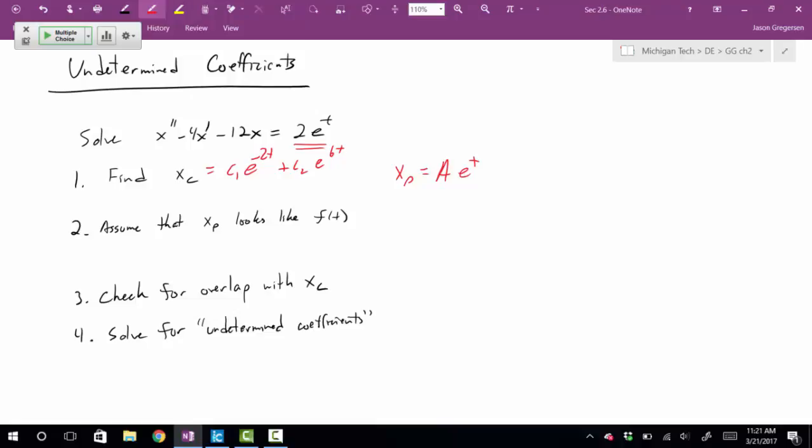So I've got to find this. So I'm going to take the derivatives. I'm going to plug it in. Xp prime is, well, a e to the t. Xp double prime is a e to the t. Go ahead and plug that into the differential equation and see if you can solve it for a.